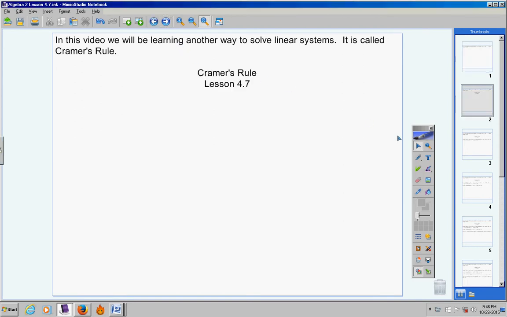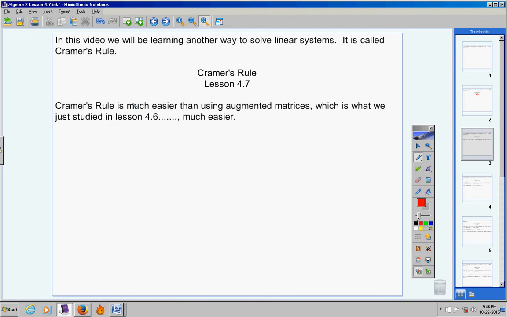Your heading for today is called Cramer's Rule. The lesson number is 4.7, and be sure and include today's date so that your notes are good and organized. Okay? Cramer's Rule, lesson 4.7, and be sure and include today's date. Alright, here we go.